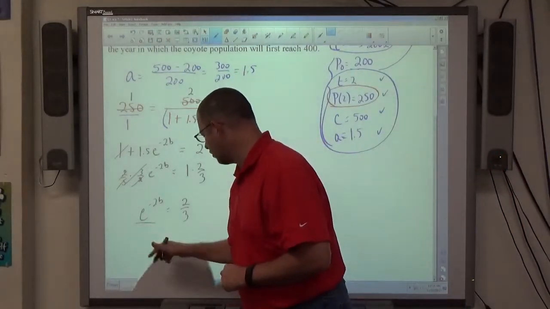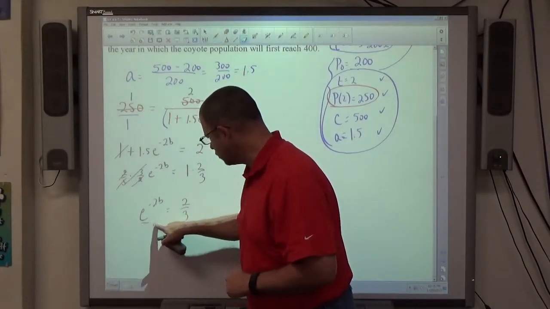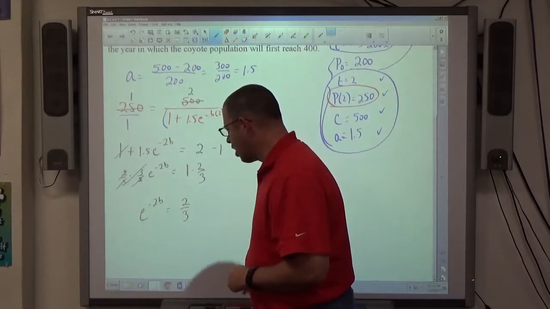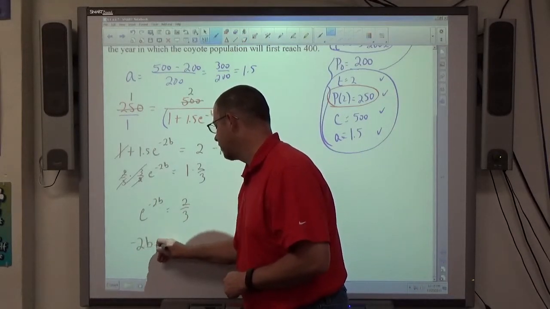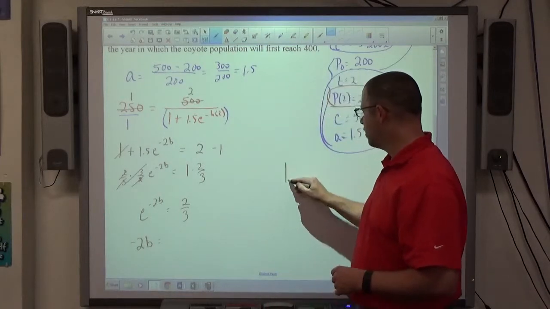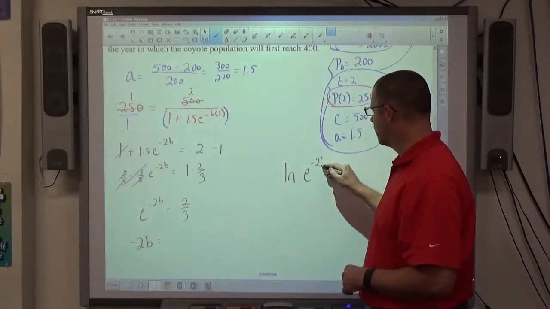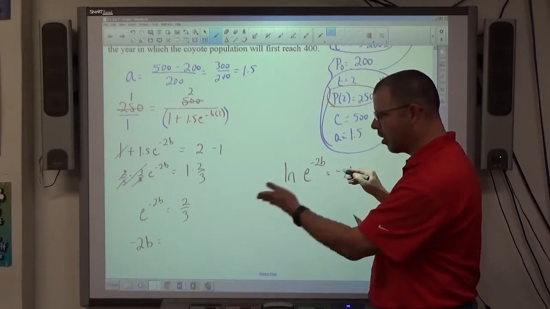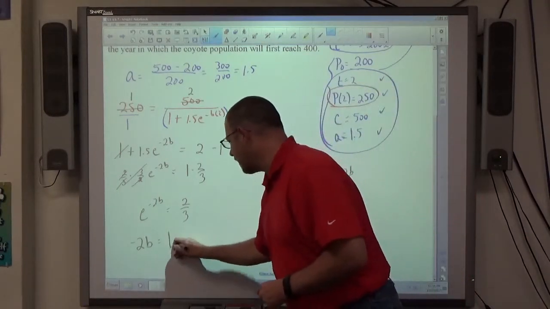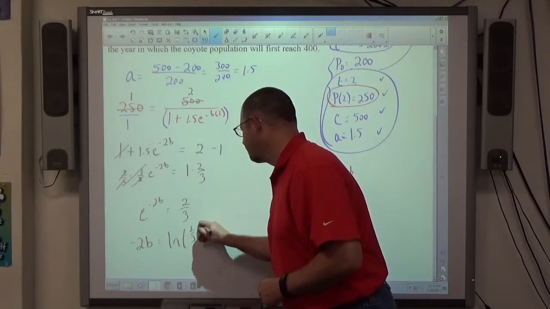Oh, sorry, I've got to log both sides first. So I'm going to log both sides. If I do ln of both sides, I'm going to get the power on this side. Same reason it has been every time. Doing ln of e to a power, that's log base e, so you get the power out. So I'm logging that side, and I'm going to get natural log of 2/3 on this side.